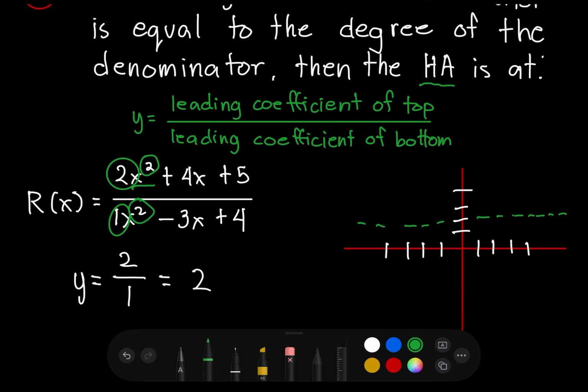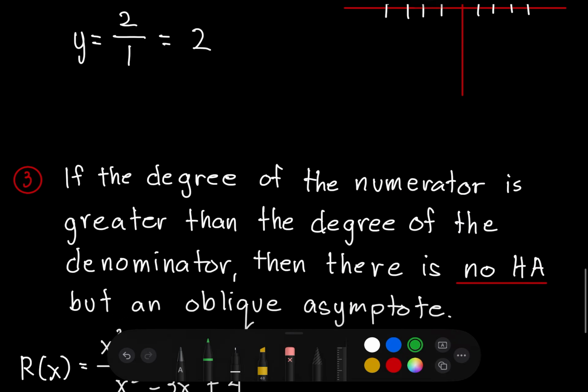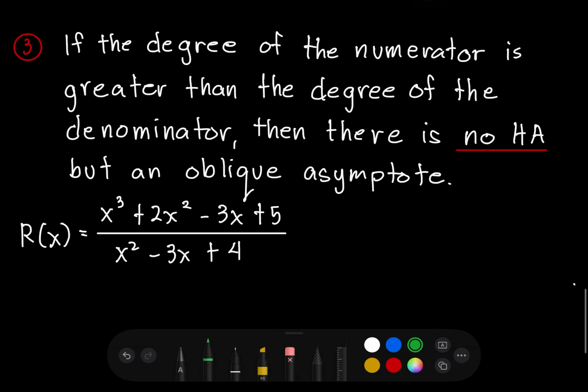So, meron na tayong less than, meron na tayong equal. Paano naman if it is greater than? So, let's see. If the degree of the numerator is greater than the degree of the denominator, then there is no horizontal asymptote but an oblique asymptote. So in this case, let's have this example. That is r of x is equal to x cubed plus 2x squared minus 3x plus 5 all over x squared minus 3x plus 4.